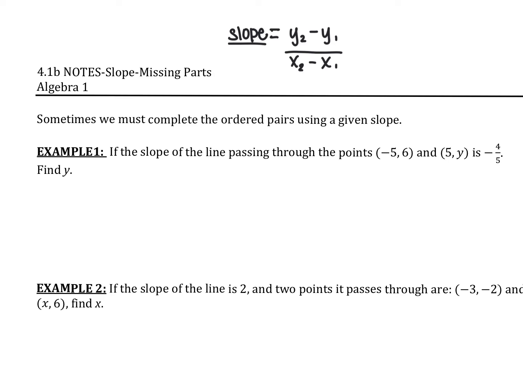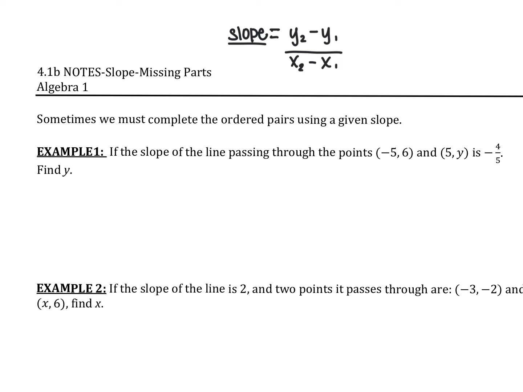Sometimes we have to complete a problem that doesn't have all the information that we need. So for example, this first one says, if the slope of the line passing through the points (-5, 6) and (5, y) is -4/5, find y. Okay, so it's telling me what the slope is. So I'm going to use this formula that we just talked about, and I'm going to give names to each of my values. I'm going to call one y1, one y2, one x1, x2. So let's give names to these.